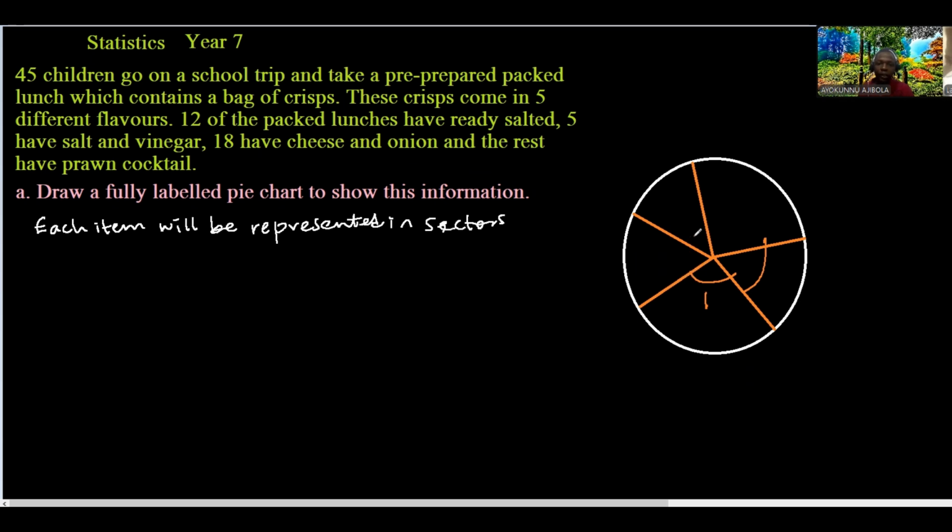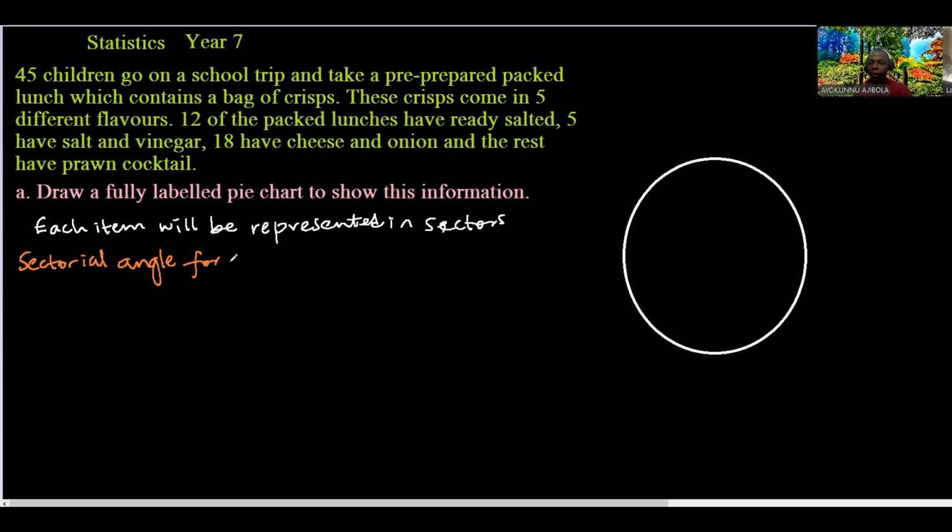So let us look at the method and the procedures for knowing which particular angle to use for each of the items. So we have to get the angle of each item, called the sectorial angle. So we are working on the sectorial angle for each item.